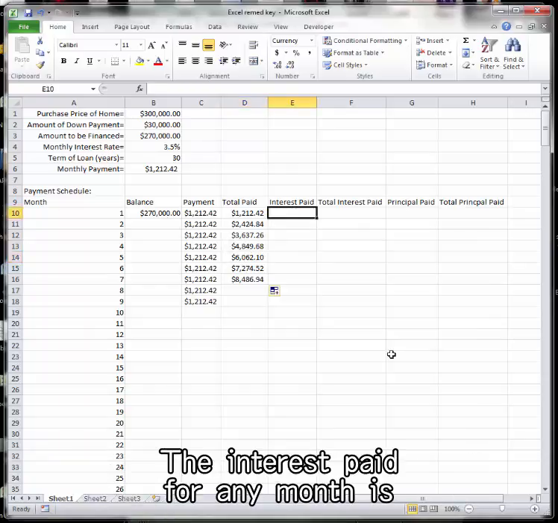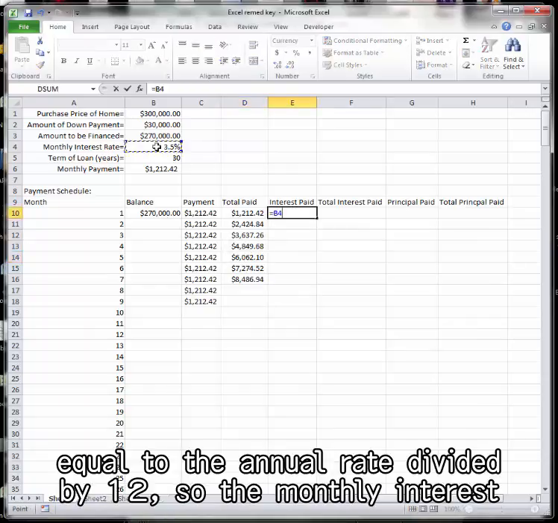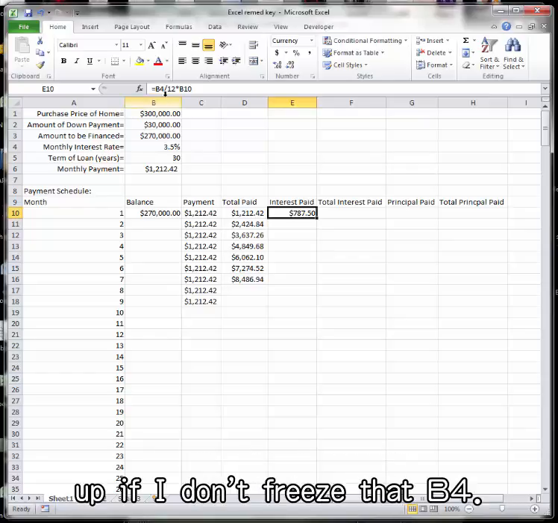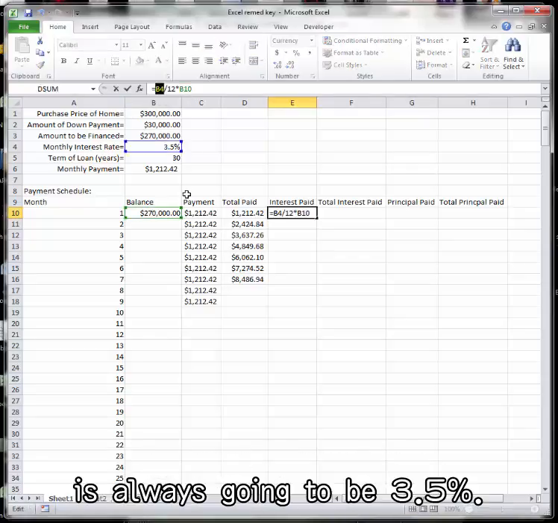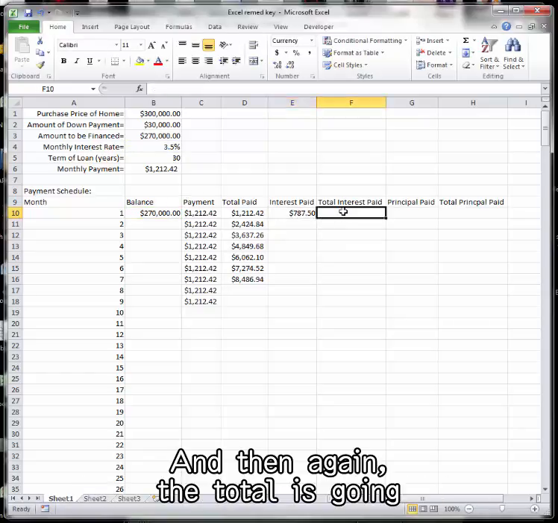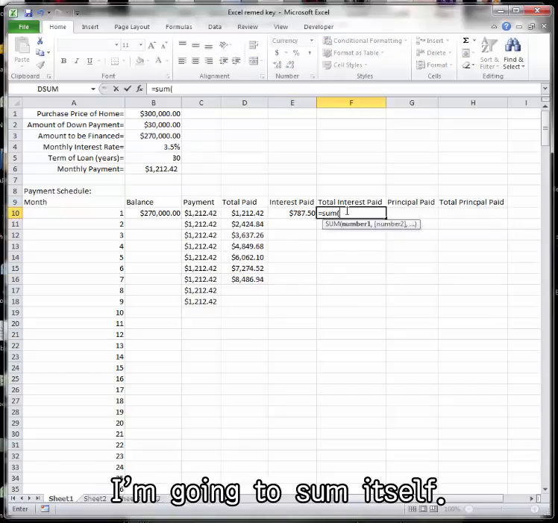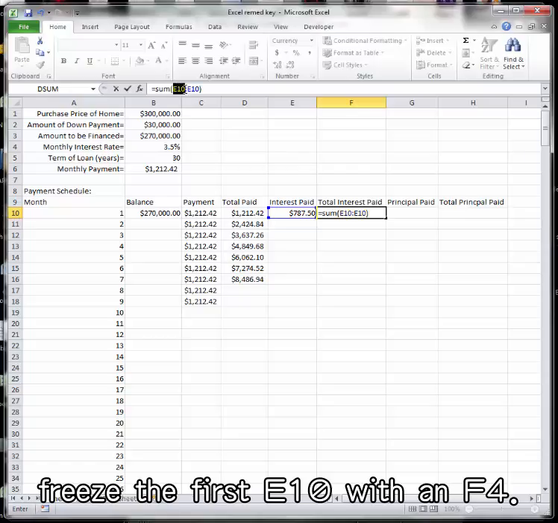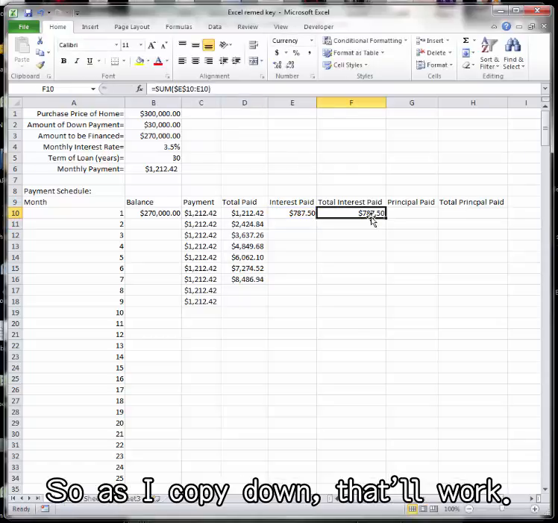The interest paid for any month is equal to the annual rate divided by 12, so the monthly interest rate, multiplied by whatever the balance was. Now, in that, I'm going to screw that up if I don't freeze that B4. That's my interest rate, unless I refinance, is always going to be 3.5, so I F4 that. And then again, the total is going to be this little sum function. I'm going to sum itself, this colon that, close the paren, freeze the first E10 with an F4. So as I copy down, that'll work.